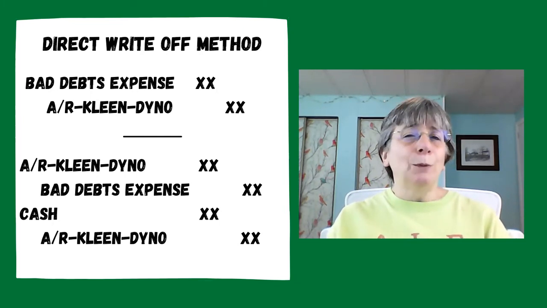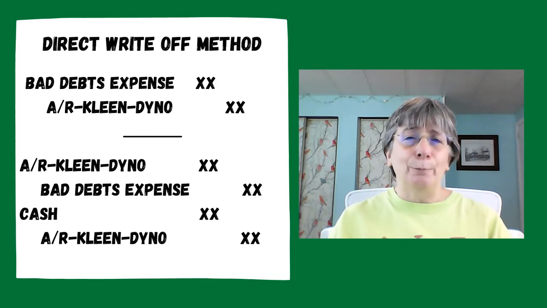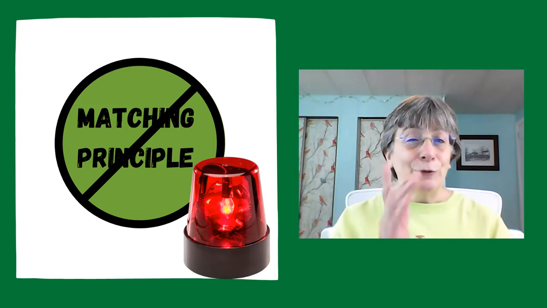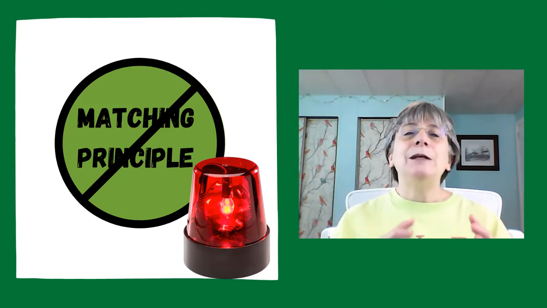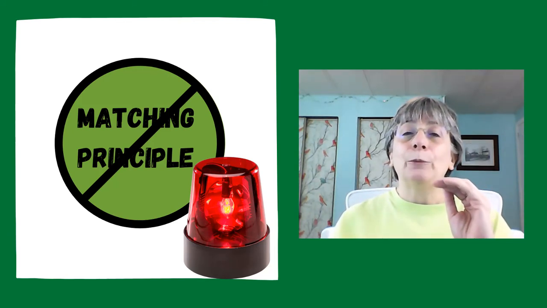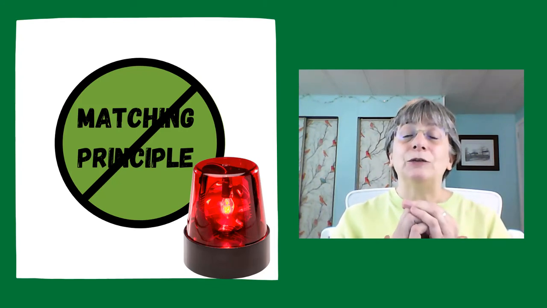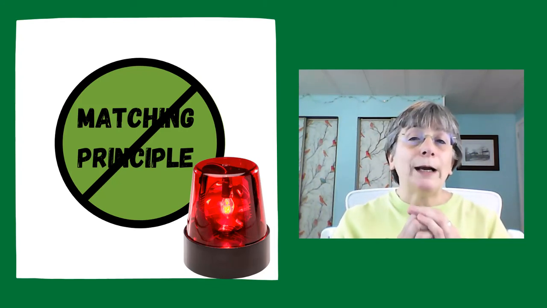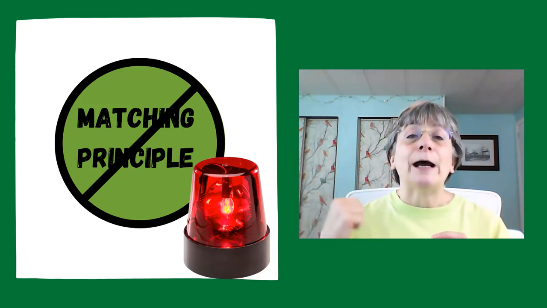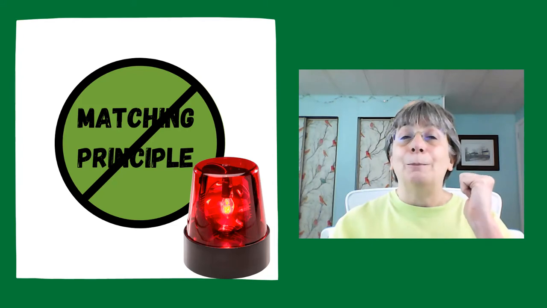Well, what's the problem with the direct write-off method? Well, get ready. Whoop, whoop, whoop. We have a matching principle violation. The matching principle says that we need to match our expenses to the revenue. Whatever month we're earning that revenue in, that's when the expense needs to be. So if we do a direct write-off, it could be 3 months, 6 months after the fact, after we actually earned that revenue. So that bad debt expense may go to a revenue that we earned 6 months ago.